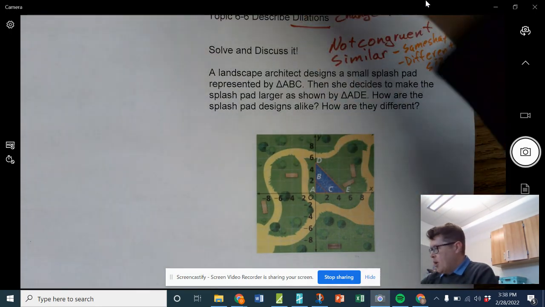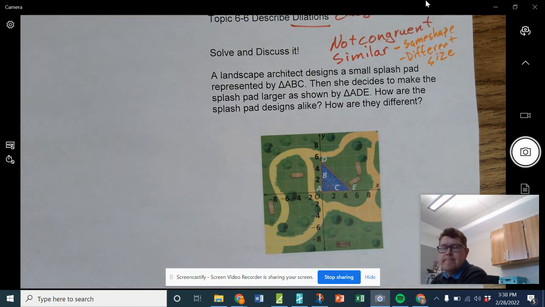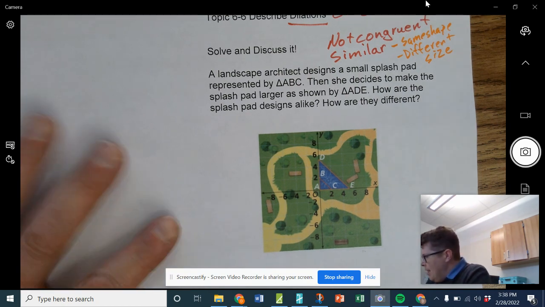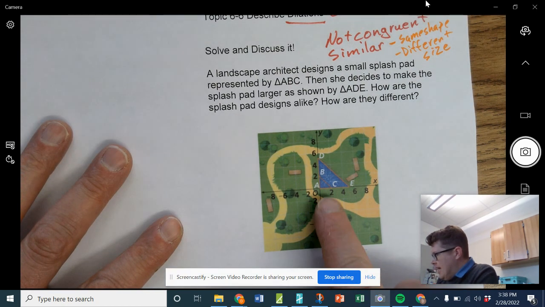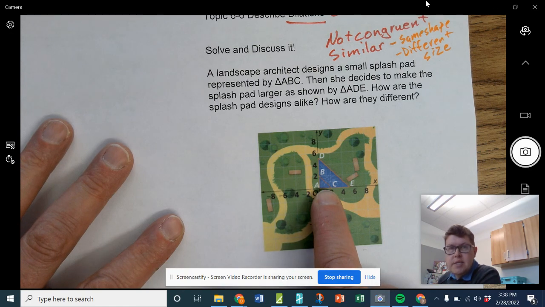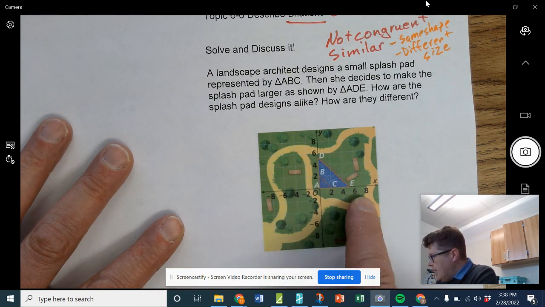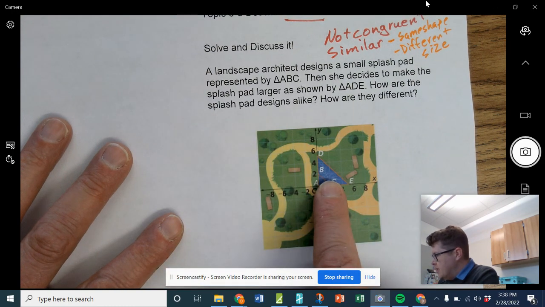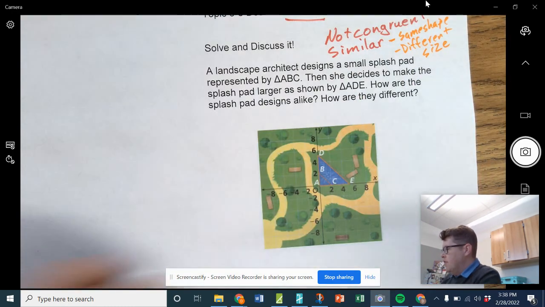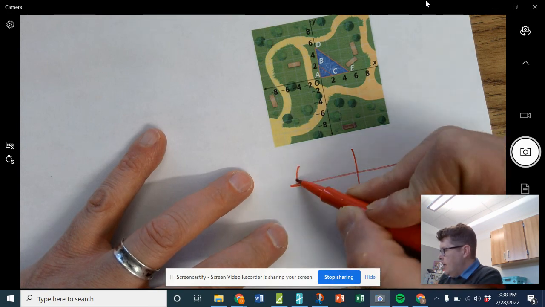So we've got this landscape architect. Let's call them Trish. They design a small splash pad represented by A, B, C. Then she decides to make the splash pad larger, as shown by A, D, E. How are the splash pad designs alike? How are they different? Well, let's do a T chart here. They're alike.